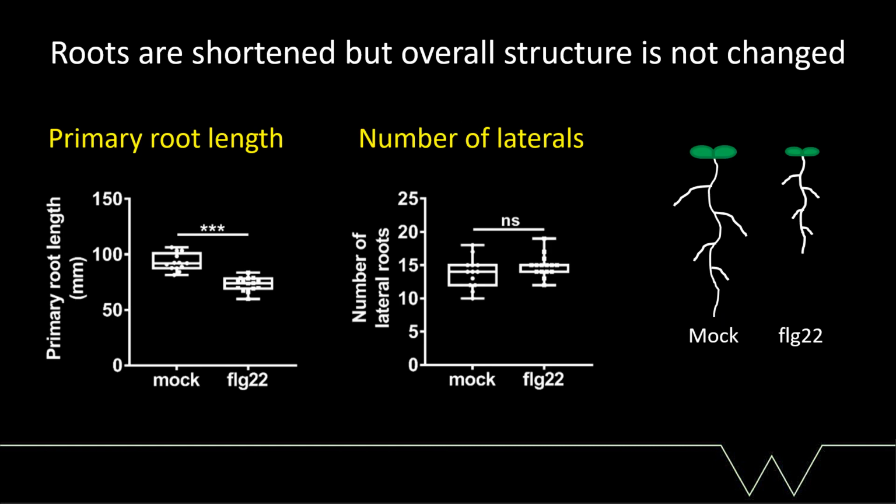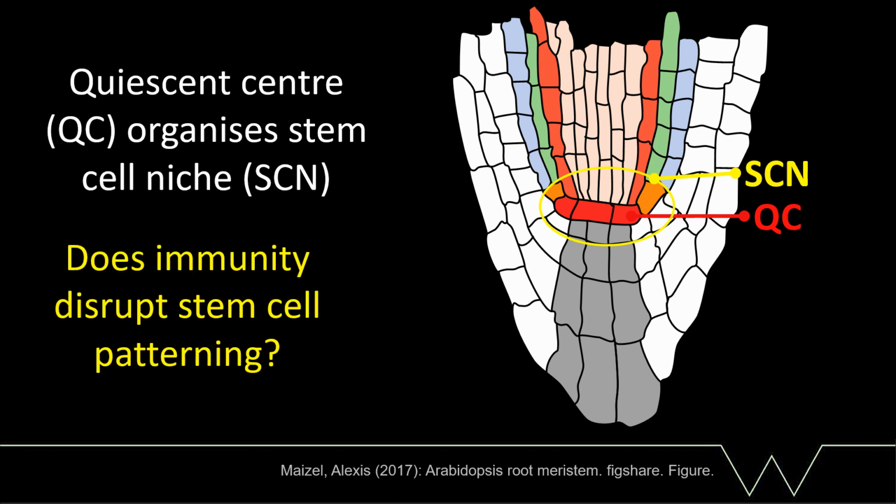Okay. So let's look first at what growth effects immunity actually has on the root. So we had a look at the root structural architecture after flg22 treatment, and we see that the general effect is one of root shortening. So the primary roots are shorter, the lateral roots are shorter, but there's no growth restructuring of the root system. The number of laterals is the same, but because it's on a shorter root, we see a higher density of lateral roots.